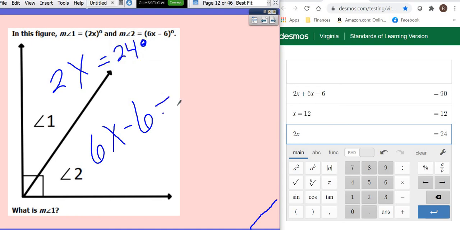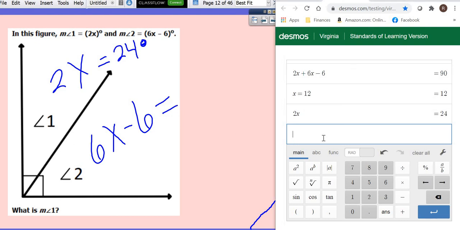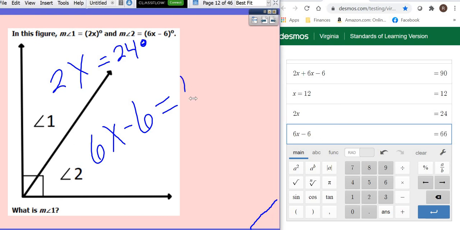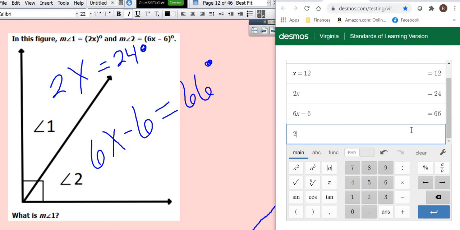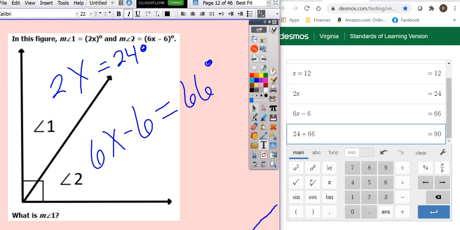And because I like to be really careful, I'm going to go to my next line and put in the 6x minus 6 just to make sure. That's 66 degrees. Then if you want to triple check that you're right, you add 24 plus 66 and it equals 90. So you know that you are correct.